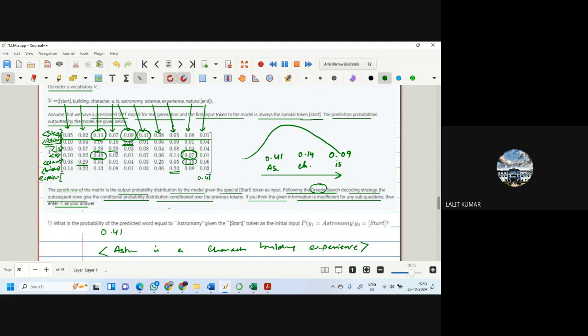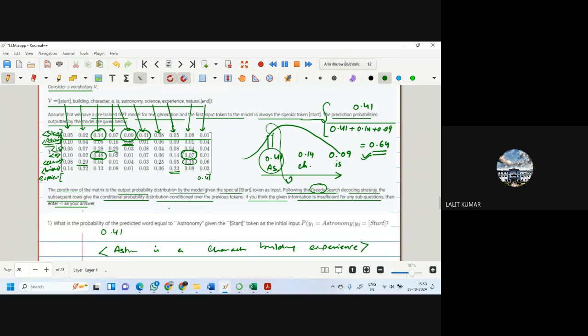Are you getting my point? We do the normalization in k sampling. So we will do 0.41 plus 0.14 plus 0.09. And for astronomy, it will become 0.41 divided by this. This comes to 0.64. So the correct answer for this question is 0.64. -1 is not the correct answer.